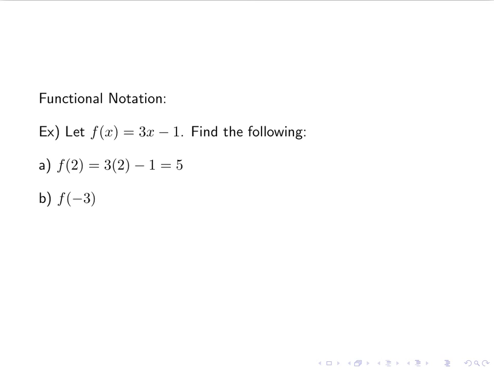F of negative 3. So again, every x becomes a negative 3. So 3 times negative 3 minus 1. Again, doing order of operations, it's the same order, right? It's the same function, so I'm still multiplying 3 by something and then minusing 1. So I have 3 times negative 3 is negative 9. Negative 9 minus 1 is negative 10. F of 0. Every x now becomes a 0. So 3 times 0 minus 1, negative 1.